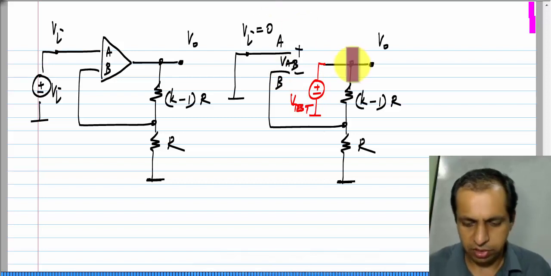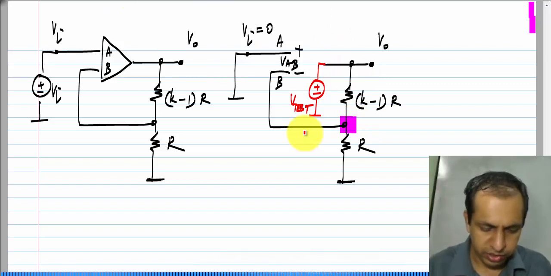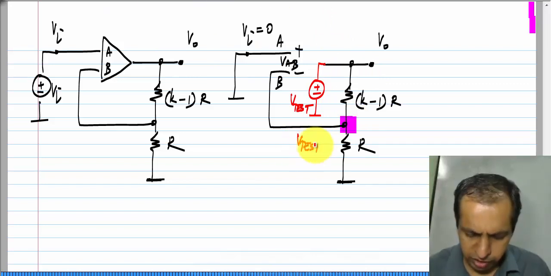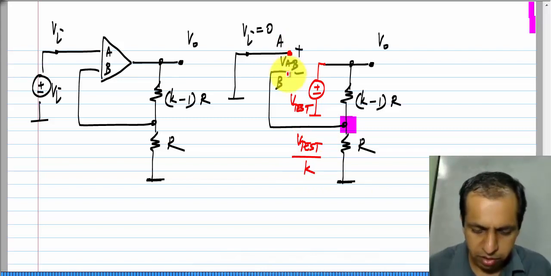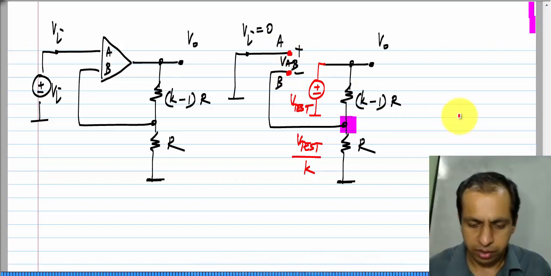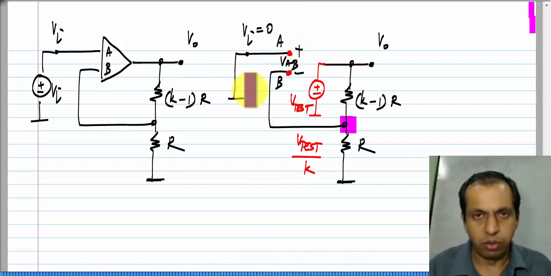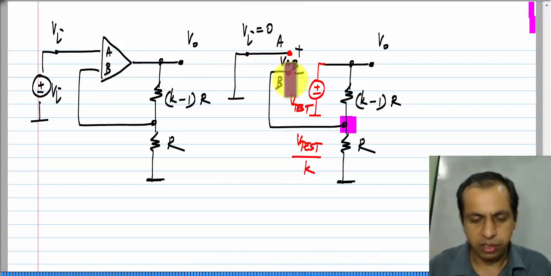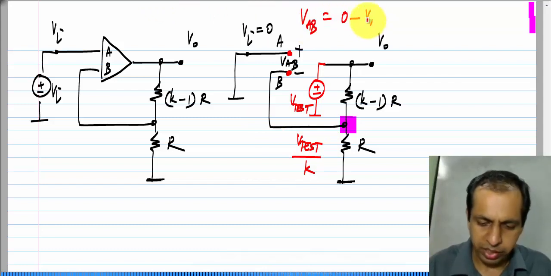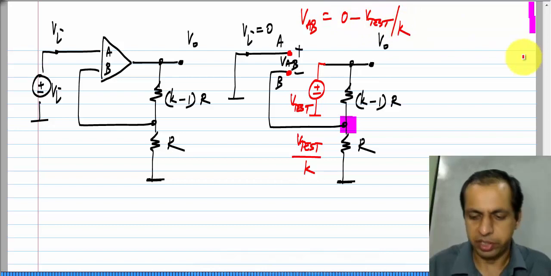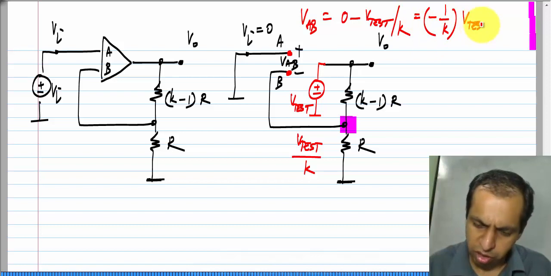So, if I have V test driving this point, at this point I will have a fraction of V test, which is V test divided by K. This V A B is the difference between the voltages at nodes A and B, okay. And V A, the voltage at node A is 0, the voltage at node B is V test by K. So, V A B is 0 minus V test by K, which is minus 1 by K times V test.